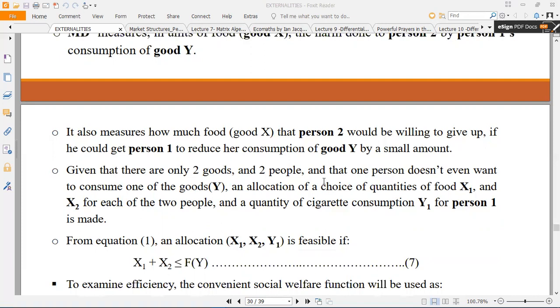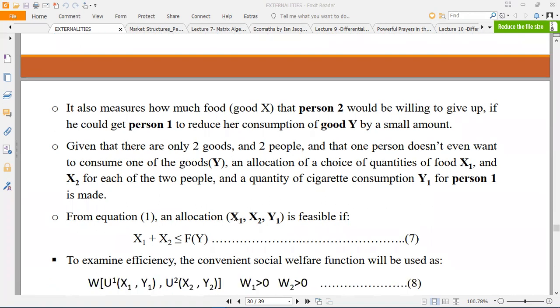that is generating the negative externality. Okay, so now our assumption is based on 2 goods and 2 people, and one person doesn't even want to consume the other good at all. So we are looking for the allocation of quantities: food for the first person, we call it X1, food for the second person, we call it X2, and then the quantity of cigarettes for just the first person, because the second person doesn't want to consume any cigarettes. So the allocation will be given as X1, X2, and Y1.